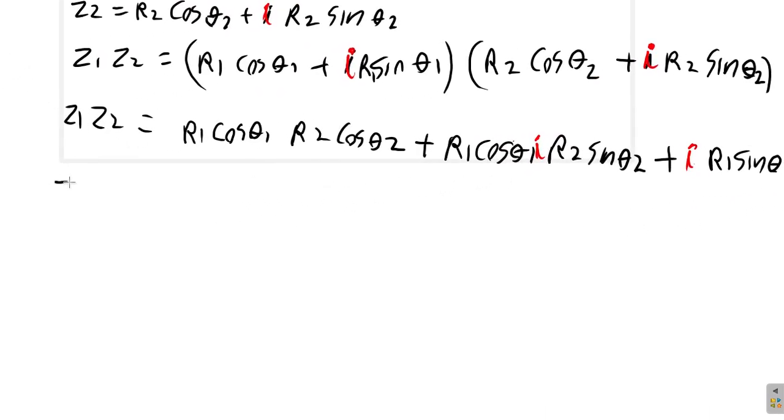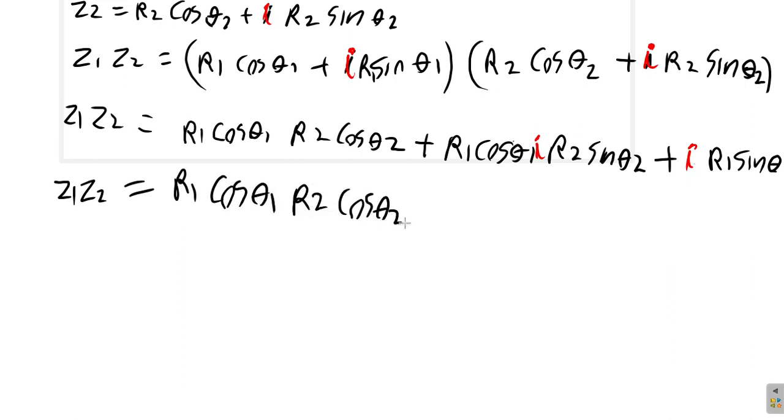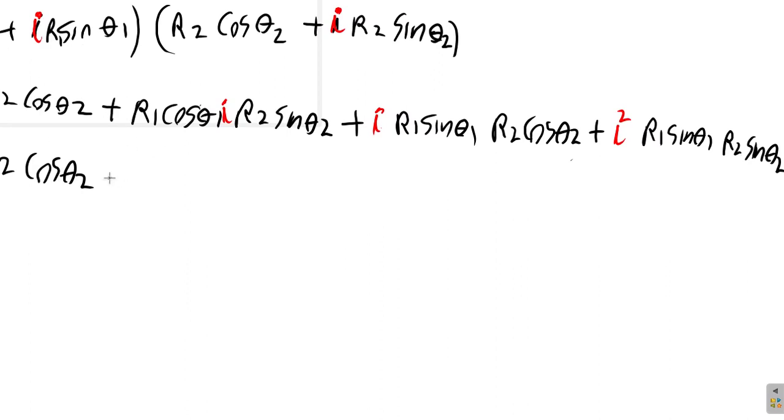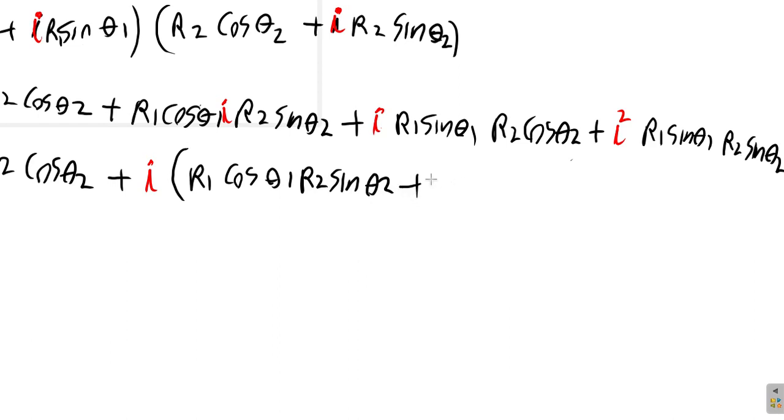Alright, so let's continue. z1 z2 equals, so we have r1 cos theta 1 r2 cos theta 2, then we have here plus, here now we can put the i outside a bracket and factor out these things. r1 cos theta 1 times r2 sine theta 2 plus r1 sine theta 1 times r2 cos theta 2. See that?